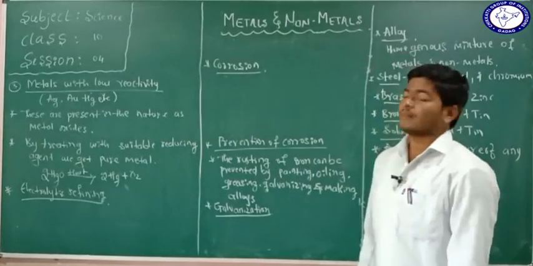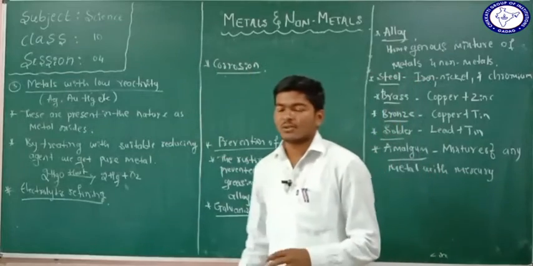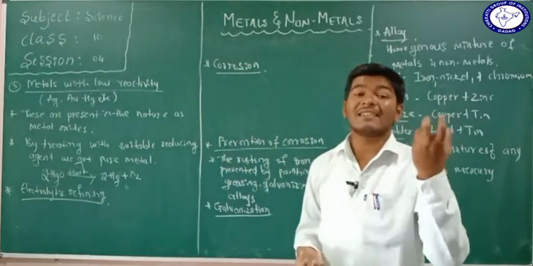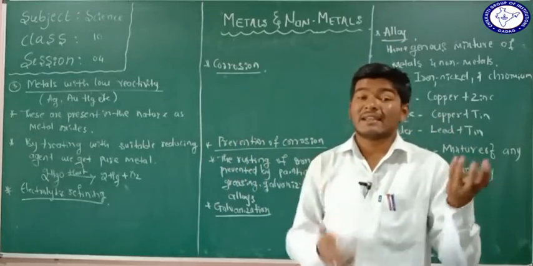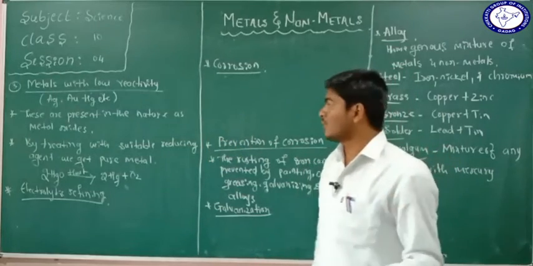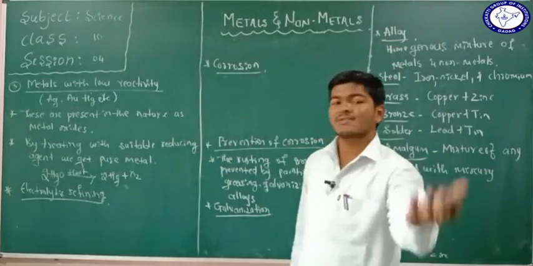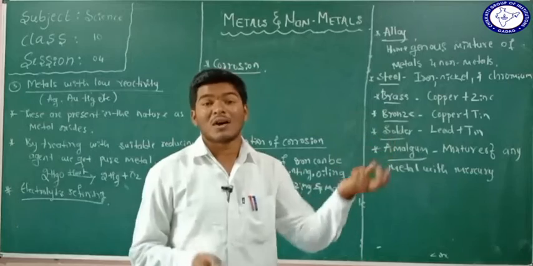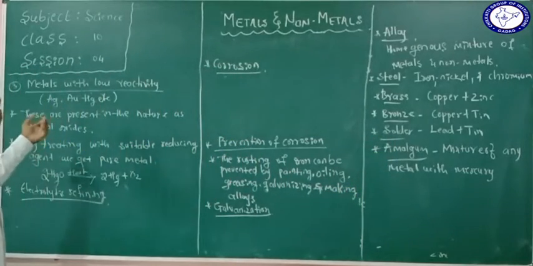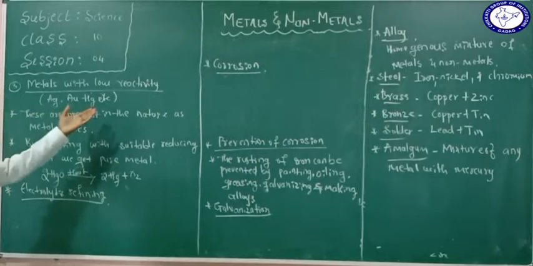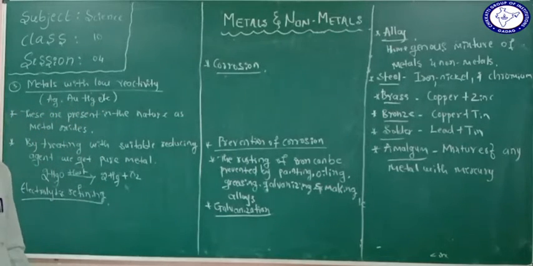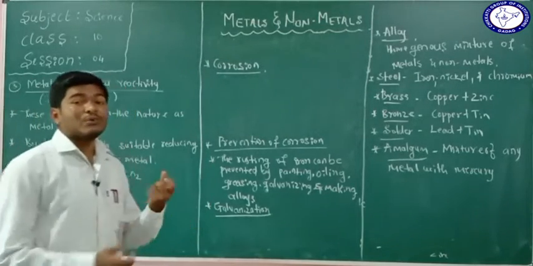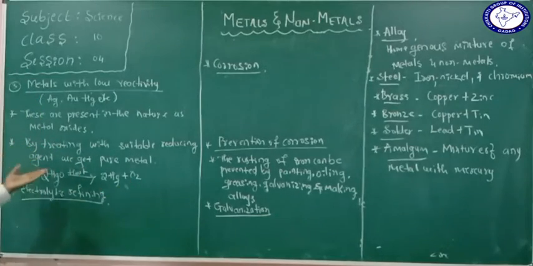Now the extraction of metals of low reactivity. As we know already, the metals with low reactivity are present in nature in the form of oxides. Why? Because the nature of these metals is low reactive, so they are present in the form of the oxide. As we know already, it is very easy to extract the metals from the oxide ores. So these low reactive metals, for example gold, silver and mercury, are present in nature in the form of oxide ores. These oxide ores are going to be treated with suitable reducing agents and we get the pure metal.